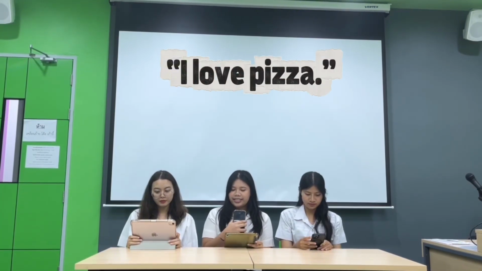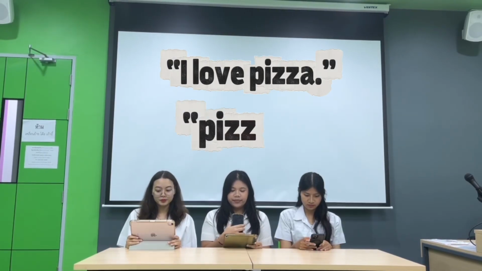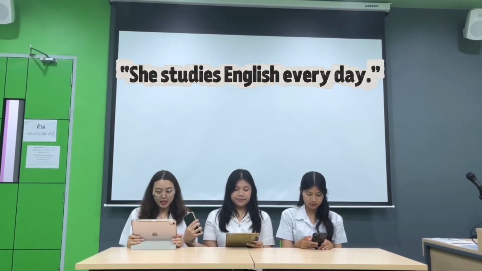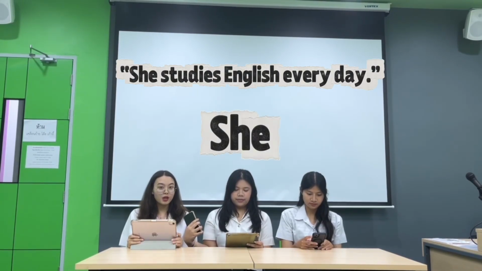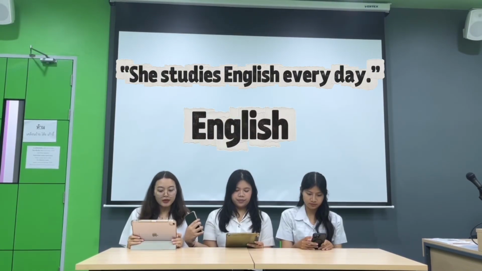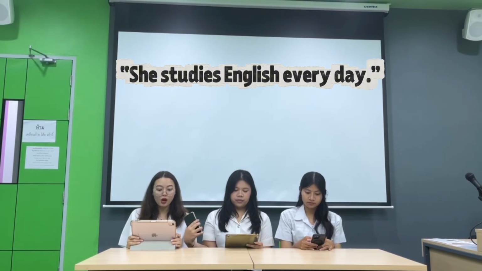For example, I love pizza. There you go. It's a complete thought. The subject is I, the verb is love, and the object is pizza. Short, sweet, and simple. Here's another simple sentence. She studies English every day. Simple, right? We know the subject, she, the verb, studies, and what she studies, English. There's no ambiguity. Simple sentences are great when you need to convey something clearly and quickly.